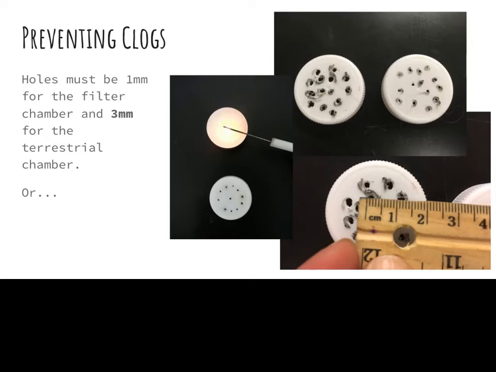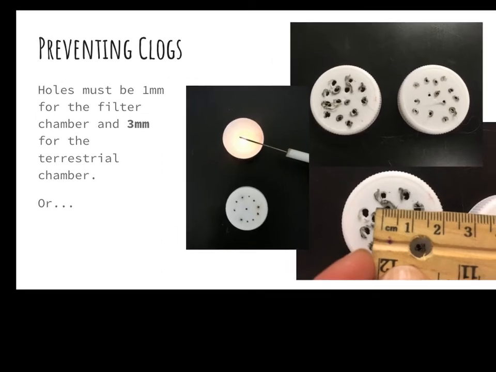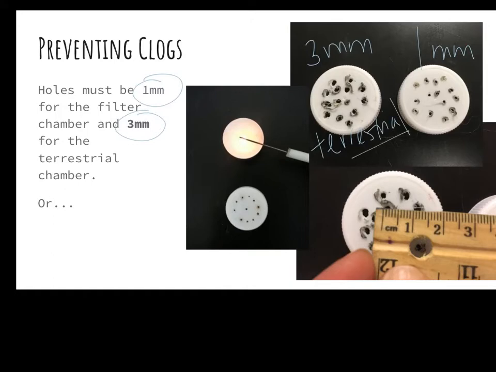So students need two lids for their eco columns. They use the lids from the water bottles and they're going to use a hot dissecting probe to build the drainage caps. Now it's really, really important that they measure. So the two measurements are 1 millimeter and 3 millimeters in diameter. So you want one that's 3 millimeter holes and one that's 1 millimeter holes. The 3 millimeter holes go with the soil and the terrestrial chamber, and this prevents clogs because the silt in the soil tends to clog. And so students need to actually measure that their diameters are 3 millimeters, and if they do that, they won't clog.